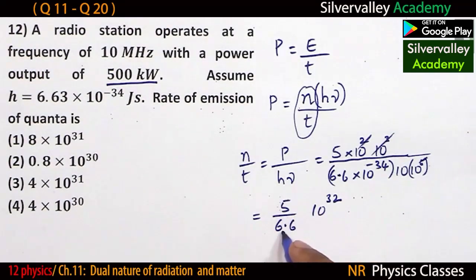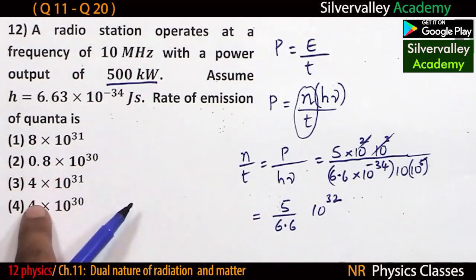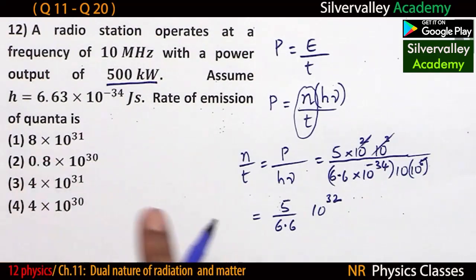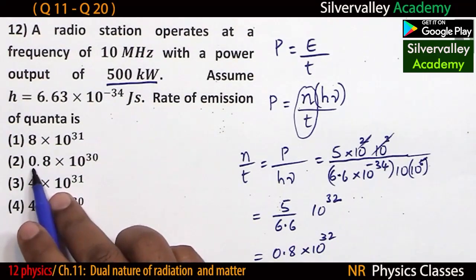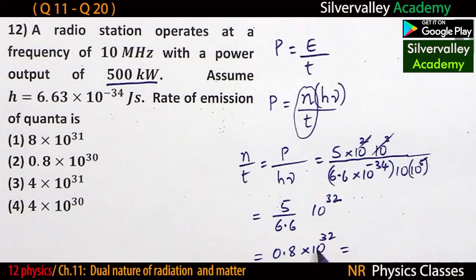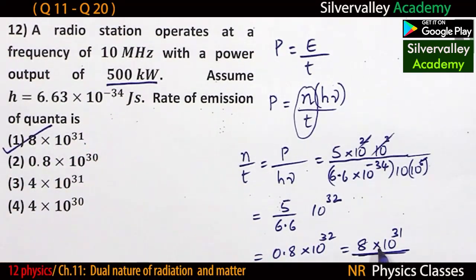Numerator is less than denominator, so this ratio should be less than 1. Observe. So 0.8. So this should be 0.8 into 10 power 32. But in this 0.8, there is 10 power 31 after giving 1 zero to this. 8 into 10 power 31. Yes. So this is the rate of emission of quanta.